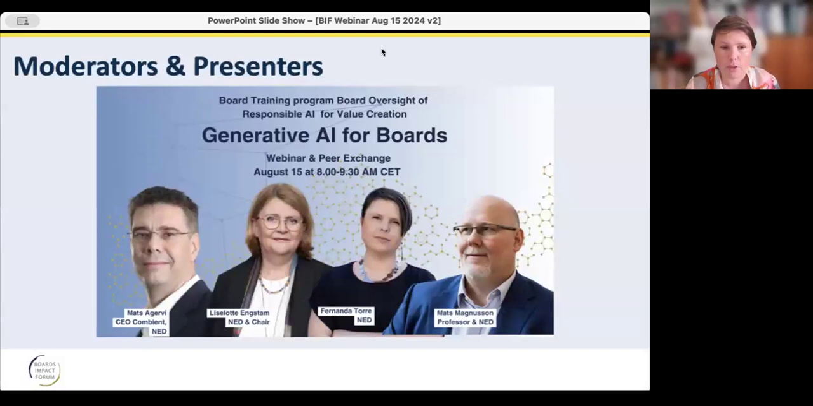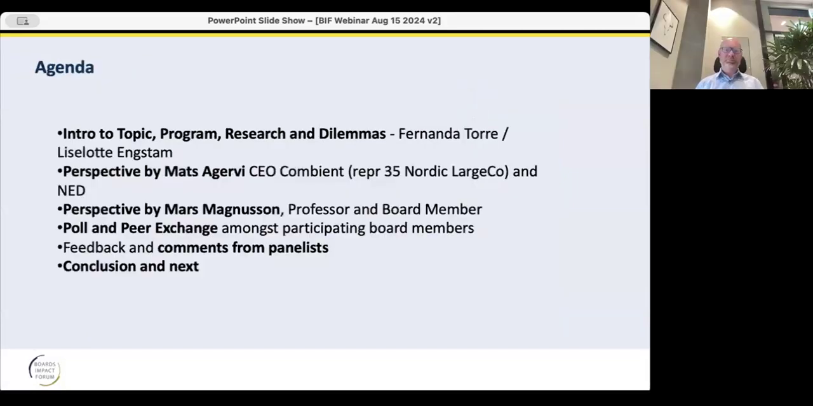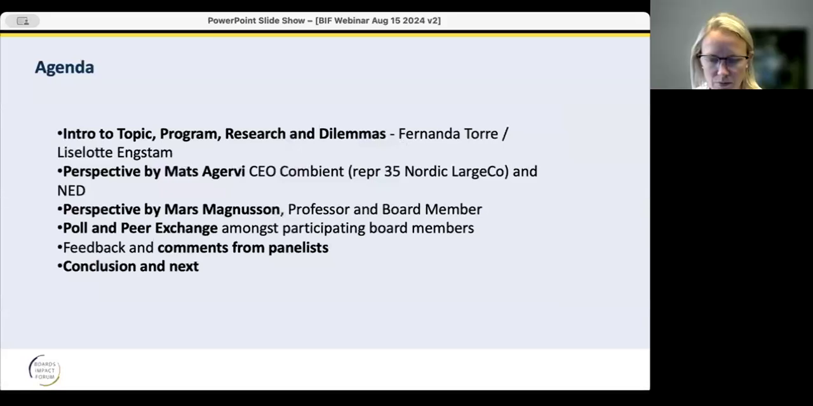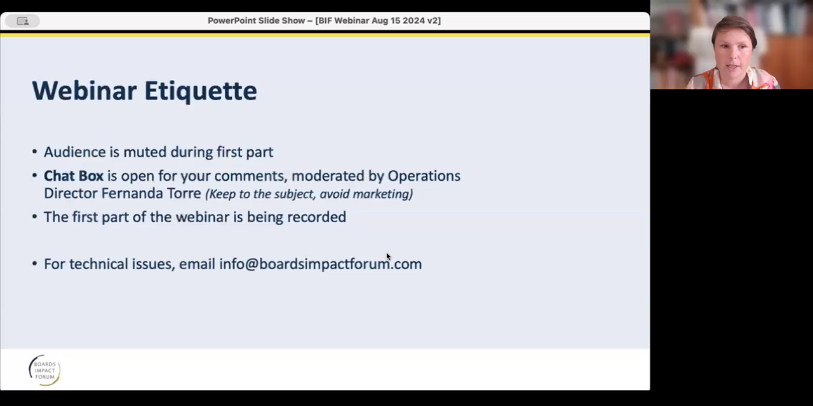If we look a bit into the agenda for today, we are going to start with some food for thought, with some presentations. After these presentations, we are going to have a poll and a discussion. So we are going to put you into breakout rooms, and this is really the exciting moment because it's when you can start interacting with each other. We wrap up with the panel and conclusion, next steps, what's going to happen next, and if you want to know more about our activities. So let's get started then.